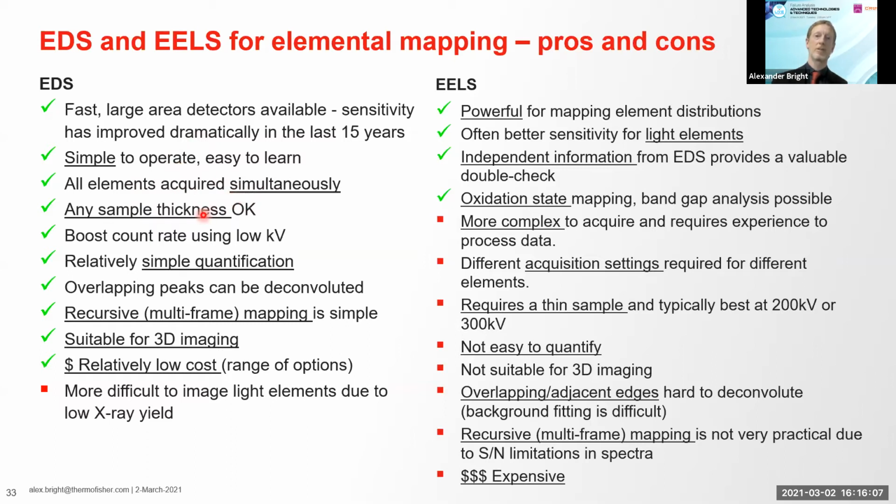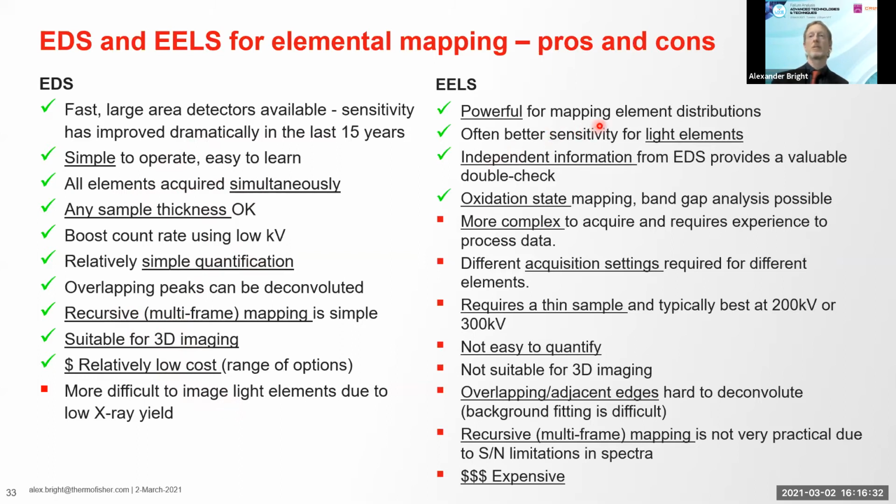Almost any sample thickness is okay, suitable for quantification, very suitable for recursive mapping, which is taking multiple frames and summing them together. This is very helpful for drift correction, especially at high magnification. It also works well for 3D imaging and is relatively low cost. But still, the sensitivity for light elements is definitely lower than for the rest of the periodic table.